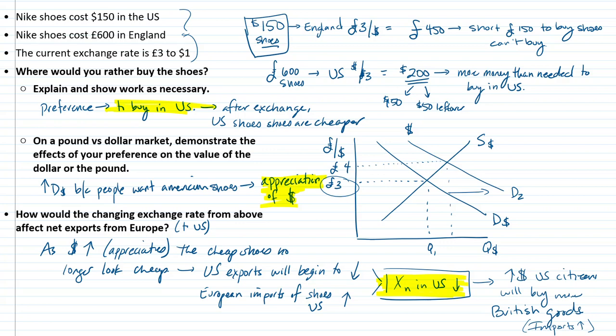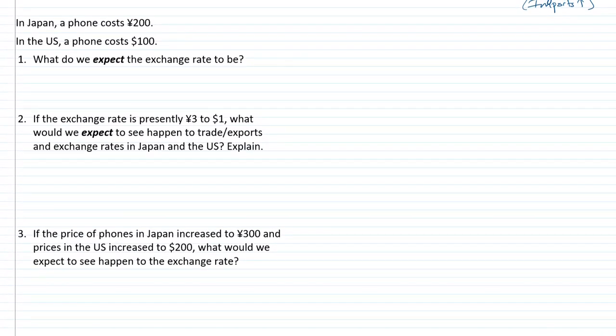So that's problem number 1 on how we can use purchasing power parity to learn these lessons of exchange rates. Problem number 2 is somewhat similar, just approaches it from a slightly different angle. In Japan, a phone costs 200 yen. In the United States, a phone costs $100. If these are representative goods, then we have a really quick equation. What would we expect the exchange rate to be? Well, 200 yen divided by $100 tells us that it should be 2 yen per $1.